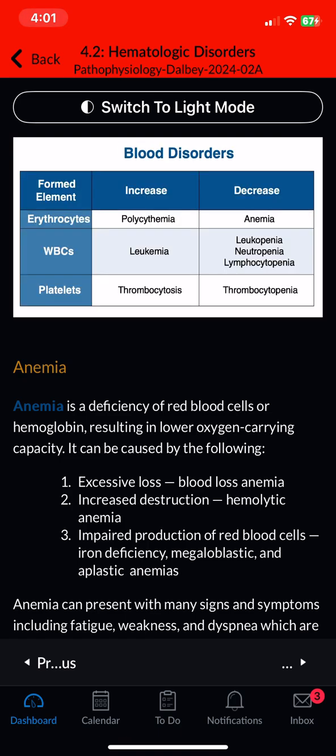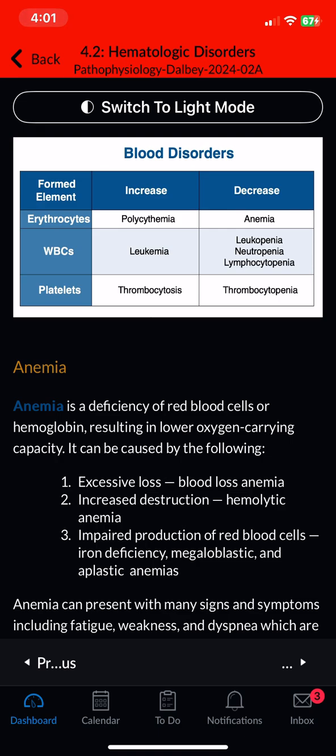Let's take a look at some more common quantitative blood disorders before we go ahead and get into specifics. This chart is helpful for laying out the names of each of the formed elements. We can see erythrocytes, white blood cells, platelets, and then whether or not there's an increase or decrease and what the disorders can be.